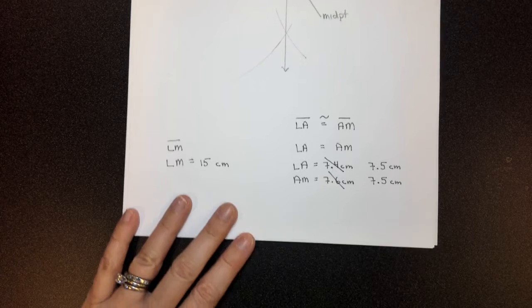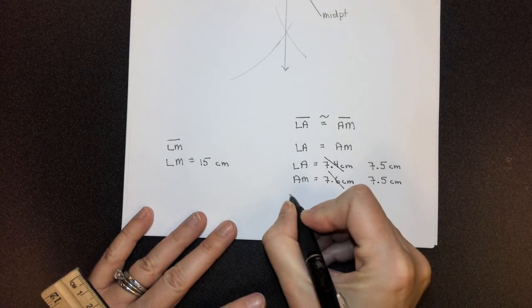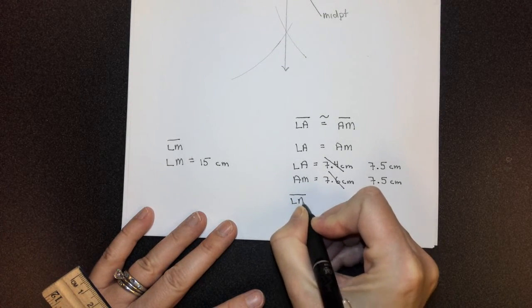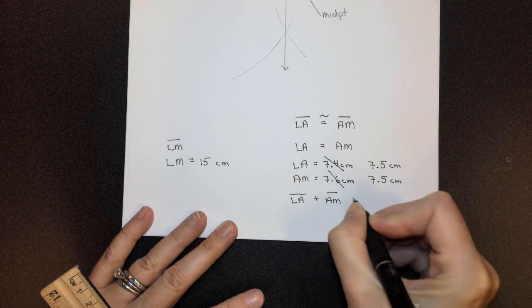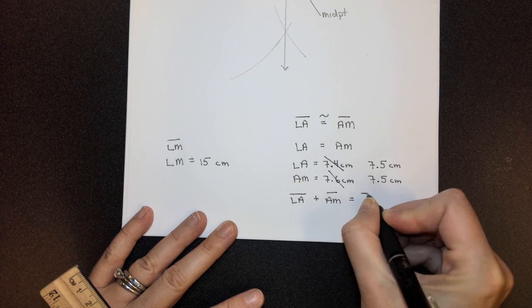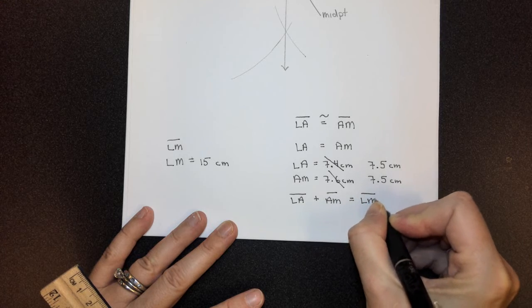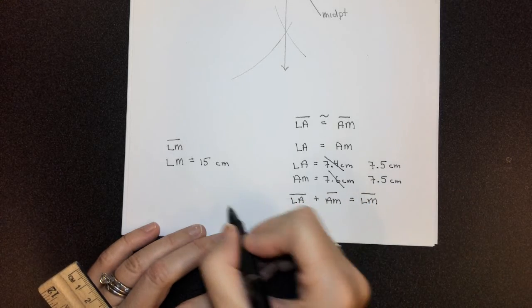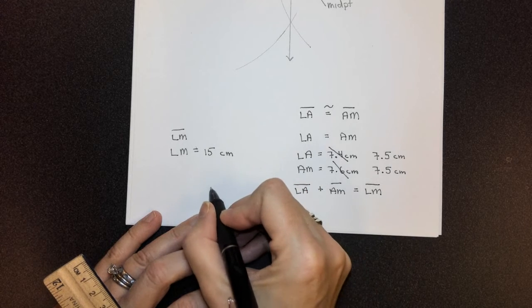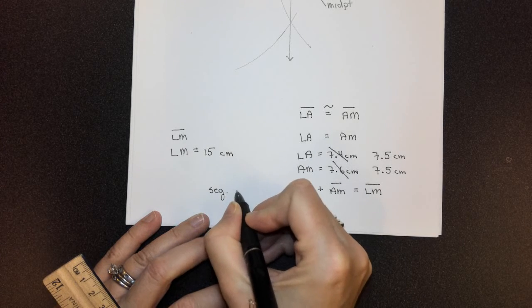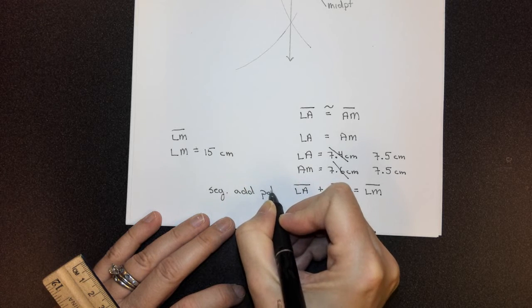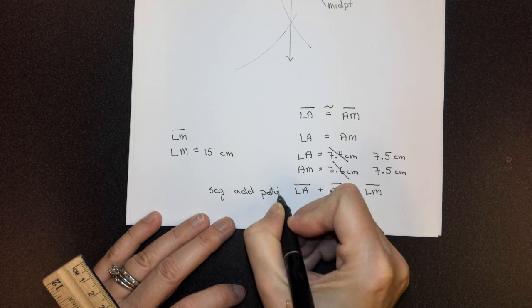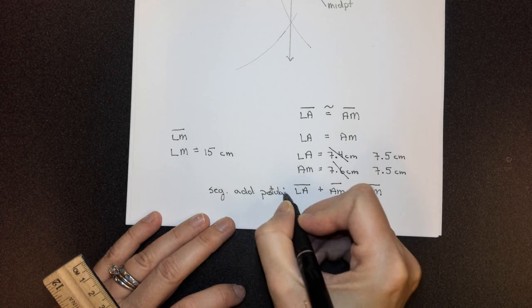We can also say that segment LA plus segment AM is equal to segment LM. And this is called the segment addition postulate.